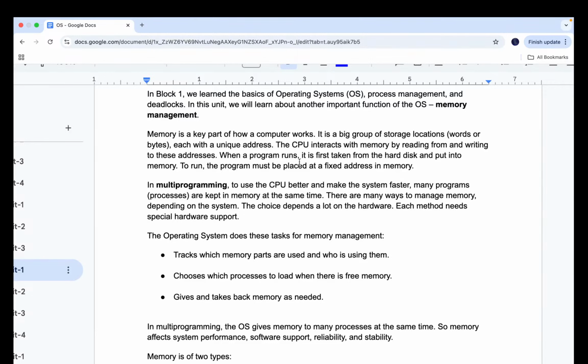When a program runs, it is first loaded from the hard disk and put into memory. To run, the program must be placed at a fixed address in memory. In multiprogramming, to use the CPU better and make the system faster, many programs are kept in memory at the same time. There are many ways to manage memory depending on the system. The choice depends a lot on the hardware. Each method needs special hardware support.